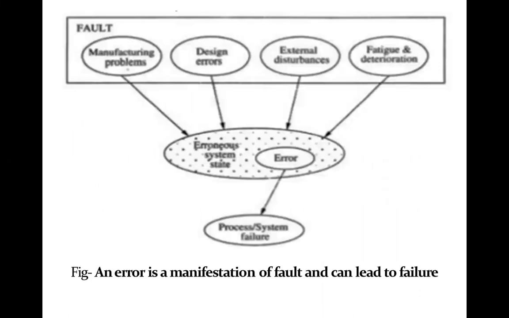This illustration shows how a fault can lead to a failure. The fault can occur from different kinds of activities. It may be because of a manufacturing problem, a design error, external disturbances, or the fatigue or deterioration of the system, which can cause an error. And due to that kind of error, the process or the system is going to fail.